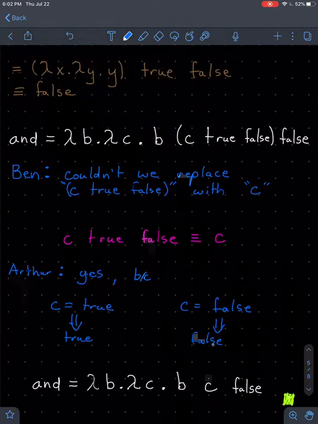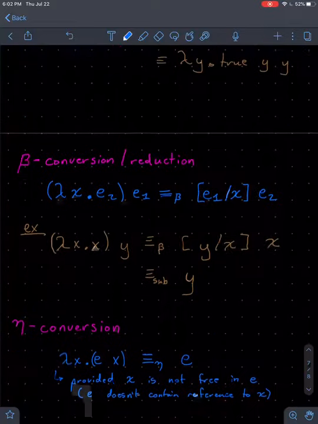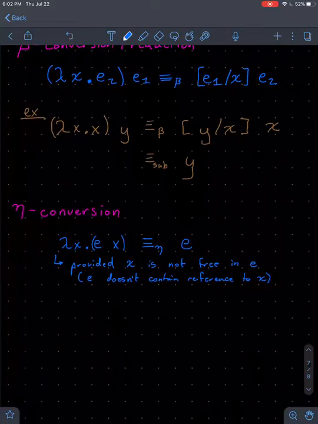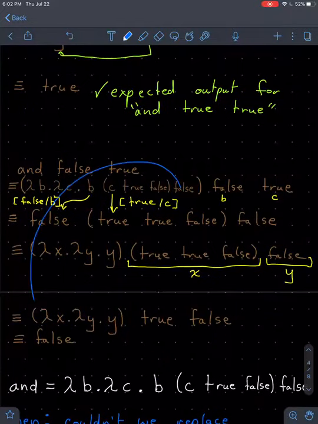It wasn't quite a beta reduction. Yep, I'm not going back there yet. It sort of was a beta reduction. You used a beta reduction there. What we've been doing, though, with all these examples, those are all, for the most part, beta reductions.